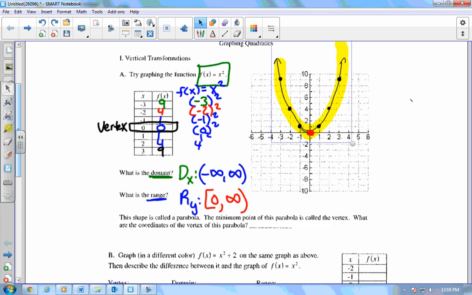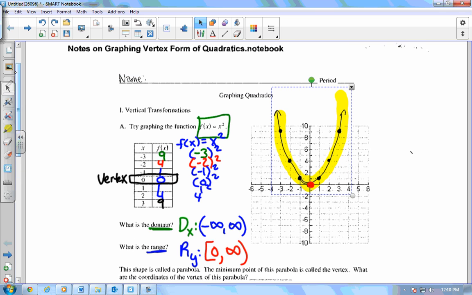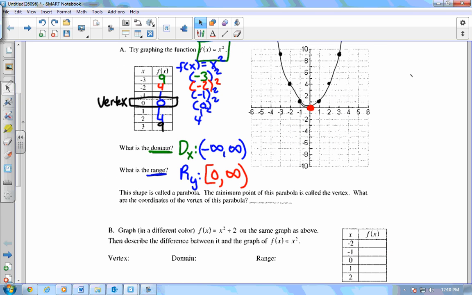Uh-oh, I think I can delete this, hopefully. Take off my shading. Delete. Okay, that will work. So a bracket if you have a point there.